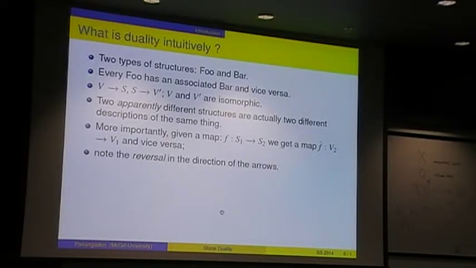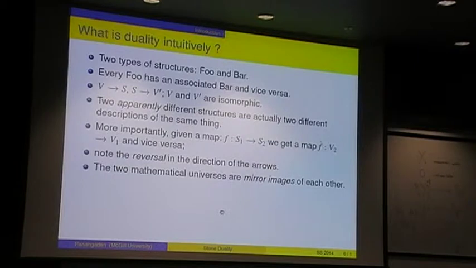Okay, so this is crucial. Note the reversal in the direction of the arrows. And that's why I use the phrase mirror image. Okay, so there's this mathematical universe described by this web of objects and morphisms connecting them. And then there's this other picture of it which looks just the same, except everything has gotten flipped. Okay, and this flipping is a crucial part of it. It's what makes one the mirror image of the other.